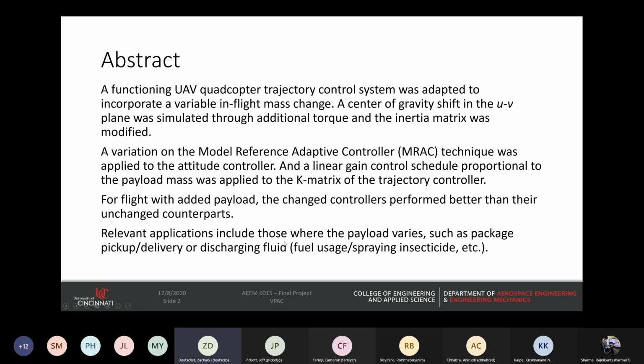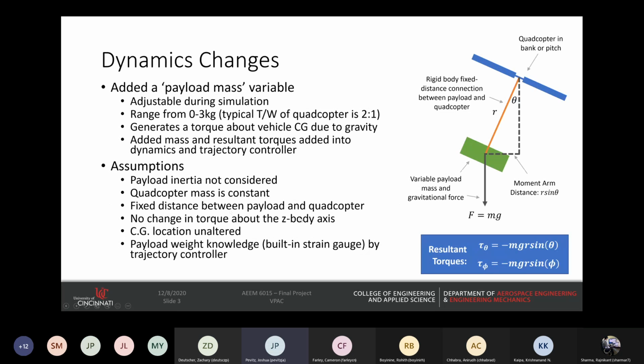All right, I'm going to go ahead and walk through the dynamics, which we didn't spend too much time focusing on because we wanted to focus on the control. So we added a payload mass to our quadcopter at a fixed distance r, so it was rigidly connected. You can see this green mass. We were able to change the mass of this payload dynamically throughout the simulation. To simulate the effect this would have on the quadcopter, the CG was not moved. However, a torque was applied at this moment arm, and the resultant torques are shown here.